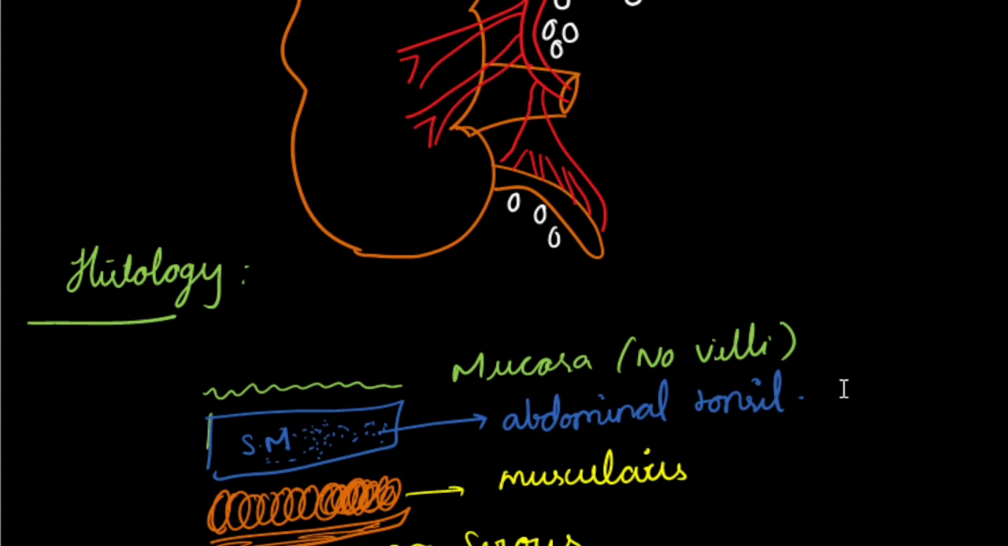And regarding the histology, in case of the mucosa, there are no villi, and in case of the submucosal area, we are having aggregated lymphatic follicles. That's why the appendix is also called the abdominal tonsil.